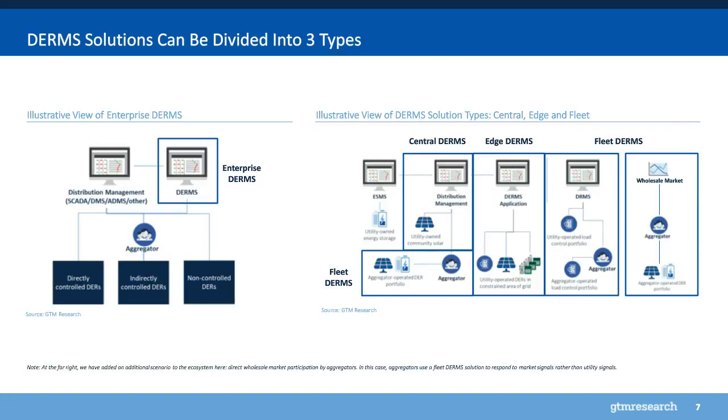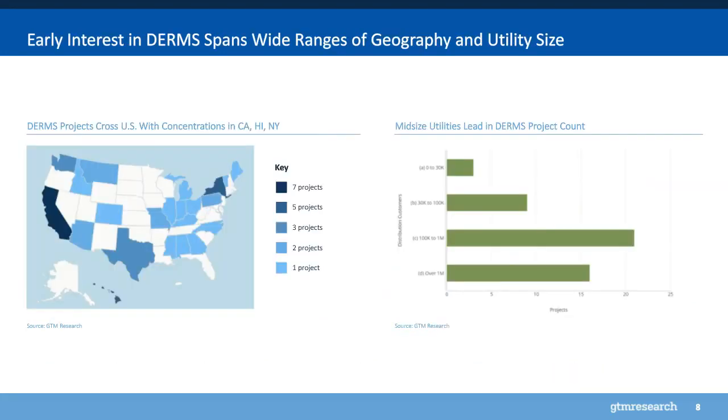To give a little bit of context on the overall market within North America, we see about 46 active and complete DERMS projects within the U.S. and Canada through July of 2017. The geographic range of these projects points to the broad utility interest in gaining the experience and capabilities to manage a more decentralized energy system. But as expected, there are significant concentrations of projects in California, Hawaii, and New York.